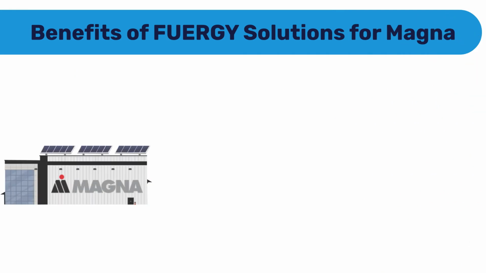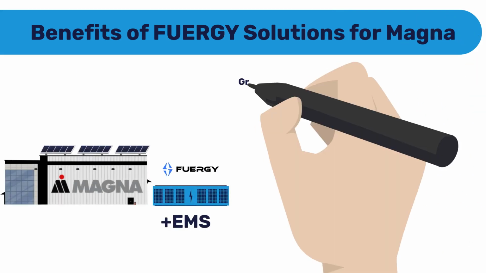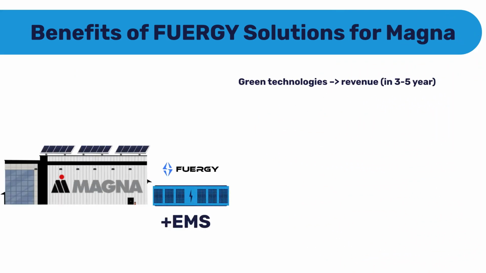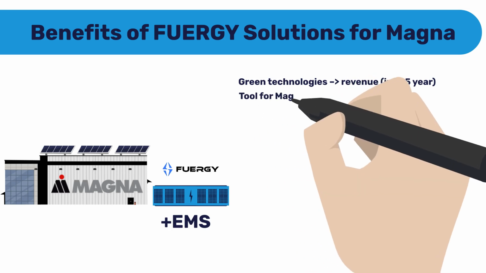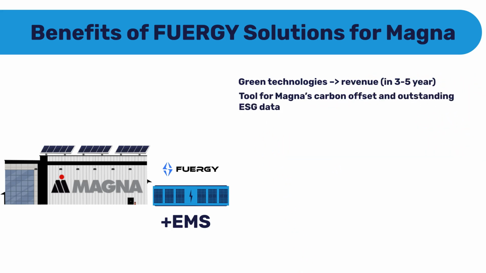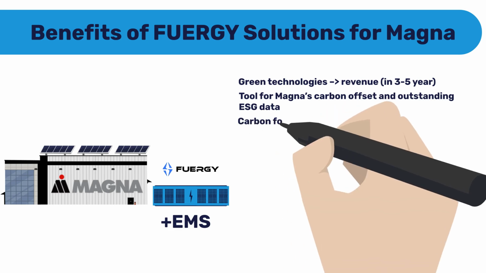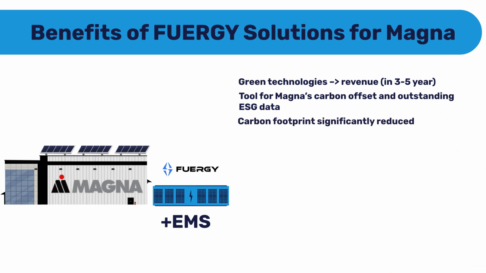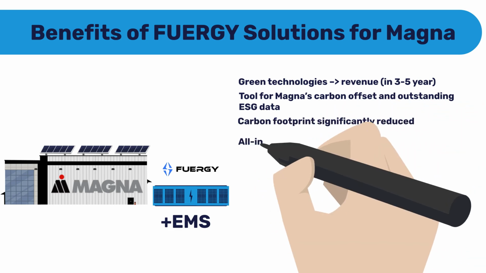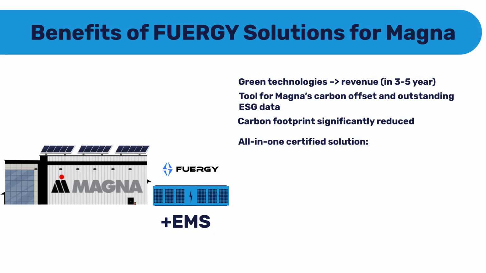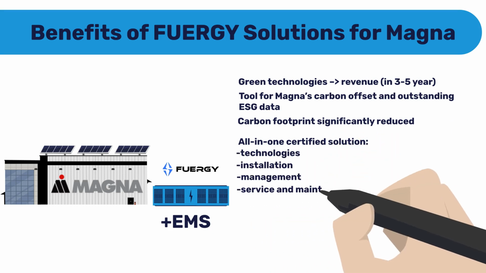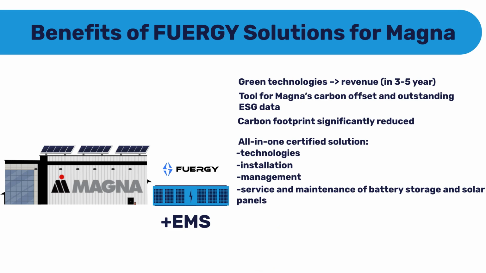So, what do you get when you choose Fuergy? Green technology which becomes a revenue source within the first 3 to 5 years of operation. A tool for Magna's carbon offset and outstanding ESG data. The opportunity to significantly reduce Magna's carbon footprint. An all-in-one certified solution comprising green technology, installation, management, service and maintenance of battery storage and solar panels.